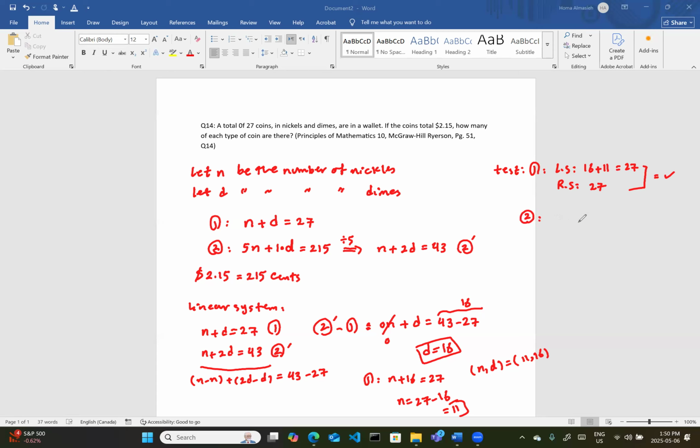We do the same in the second equation. In the left side, n plus 2d: 11 plus 2 times 16. This will be 43. And in the right side, we also have 43. This is another proof that our solution was chosen properly, and this is the final answer for this problem.